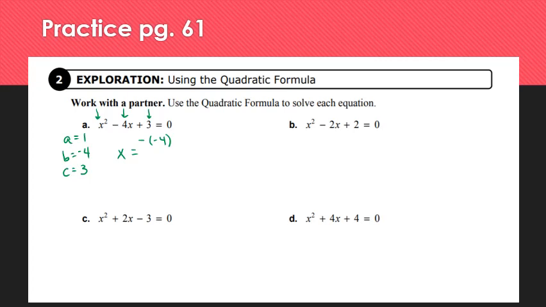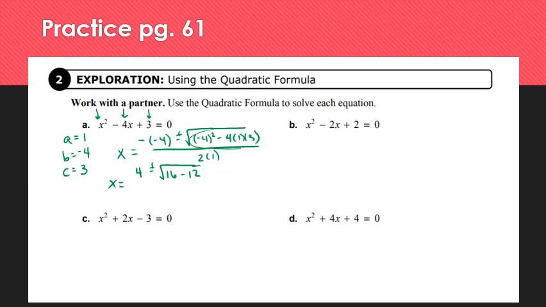So it's negative b plus or minus the square root of b squared minus 4 times a times c all over 2 times a, which would be 2 times 1. So that's the hard part. After that, it's just simplifying. So negative of -4 would be positive 4, plus or minus the square root of -4 squared, which is 16, minus 4 times 3, which would be 12.